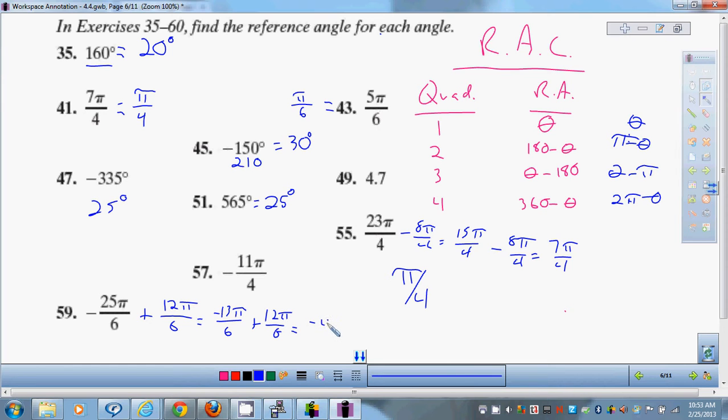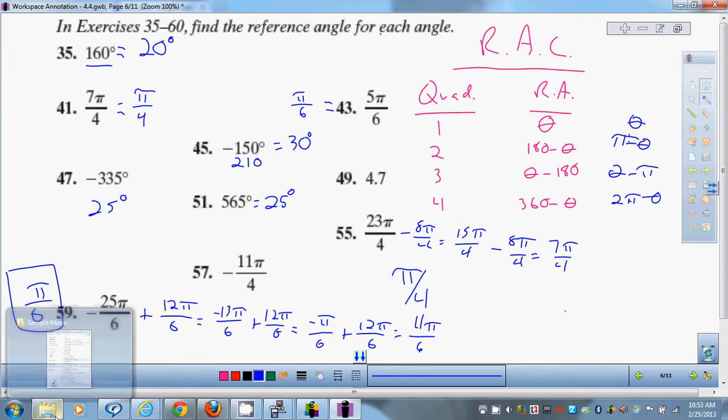Which quadrant is that in? Therefore I use which formula? And when you do that, who can tell me what I'm going to get? Very good. Pi over 6 is your final answer. Questions about our process here? She added 2 pi 3 times. 2 pi would be 12 pi over 6. So 12 minus 11 is 1 pi over 6.